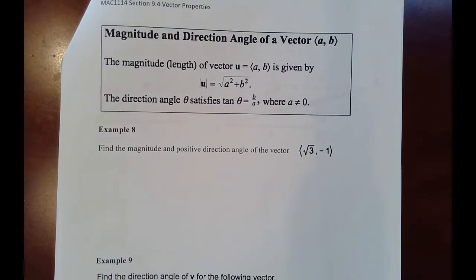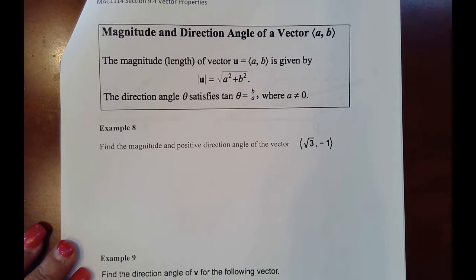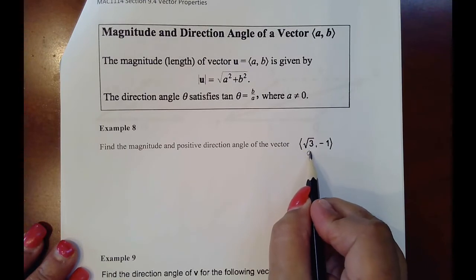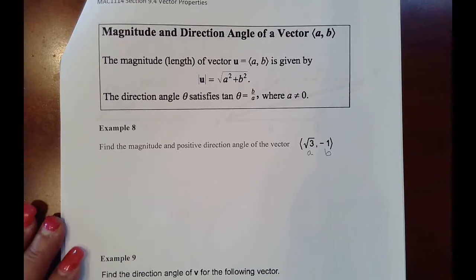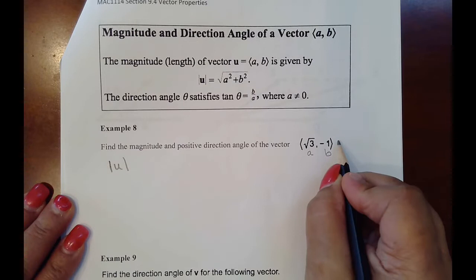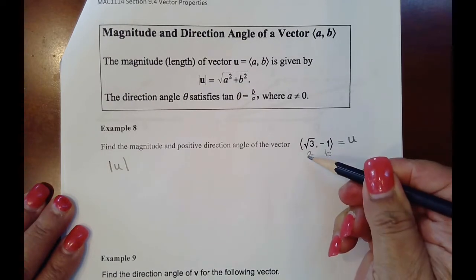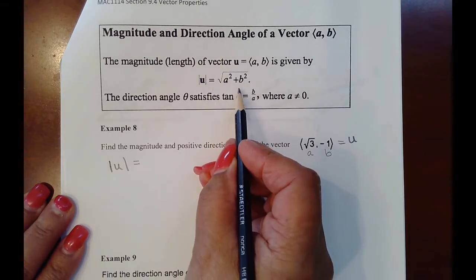Moving on to number 8, where we are now going to calculate the magnitude ourselves and also the angle. In this particular problem, they're already giving you a vector, so you have the A value and the B value. When you're in component form like that, you are being given the A and the B value. If they ask you how long the vector is, which is what magnitude is, you're finding the length of the vector. Let's just say this is vector U with horizontal component A and vertical component B. So how long is the vector? That's given by this formula right here.